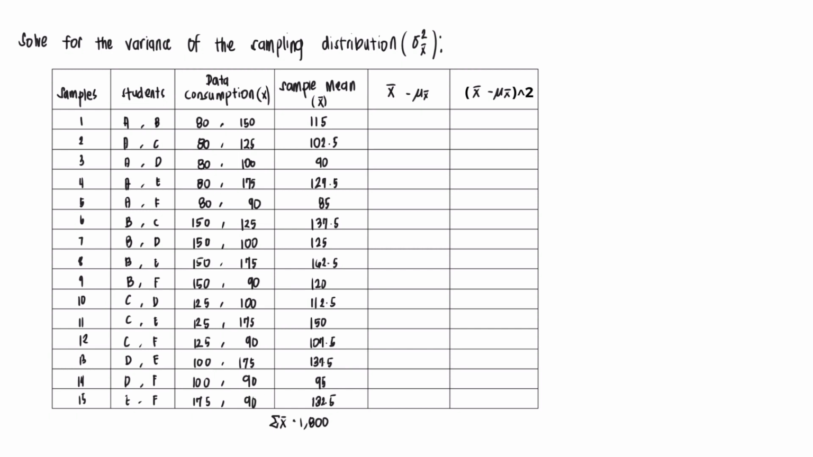Let's try solving the first row. So 115 minus 120 is equal to negative 5. And negative 5 squared is equal to 25. Now let's do the same process to solve the remaining rows.